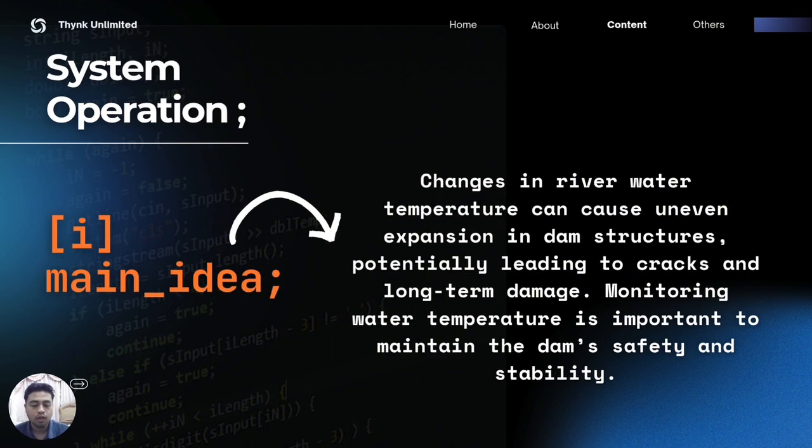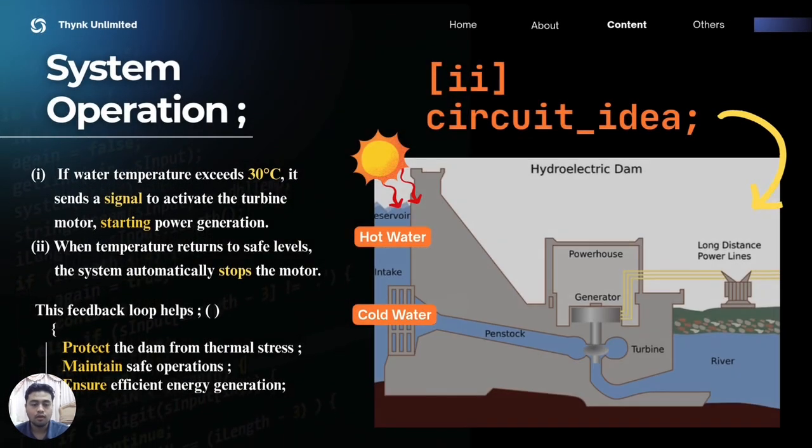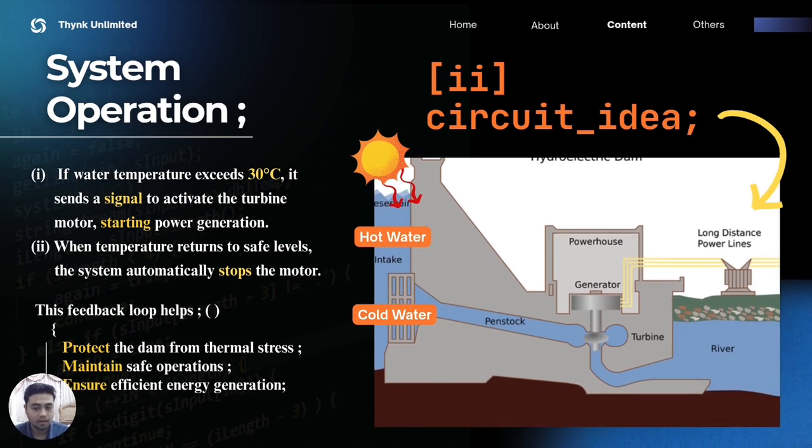Because of that, the industry and houses around the dam area will be flooded, and it may affect all the community around the dam. So because of that, we came up with an idea, which is the circuit idea.